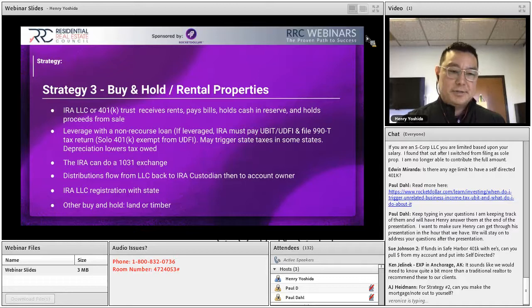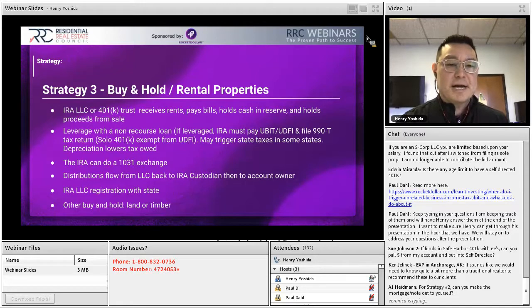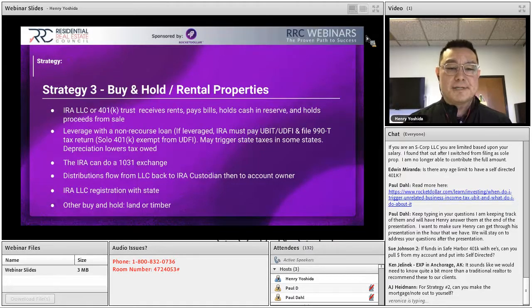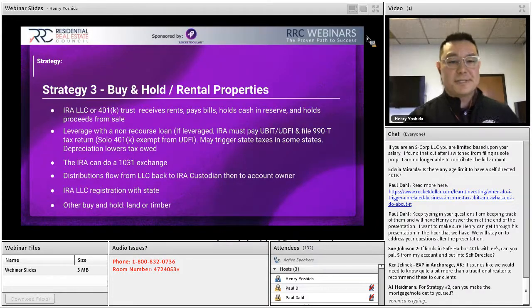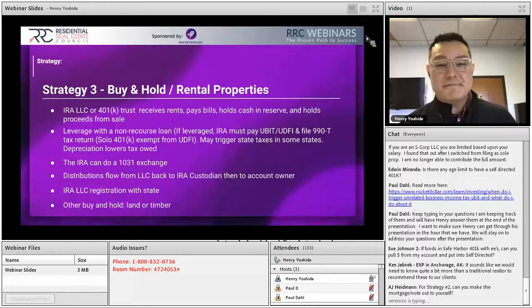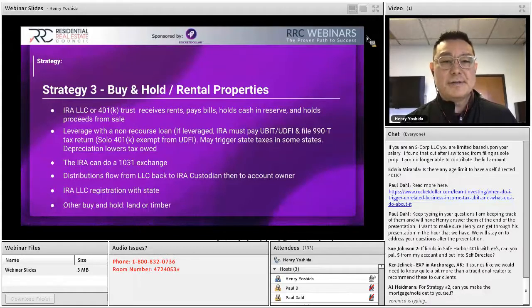And then, just a couple of other bullet points there that the IRA can do a 1031. The IRA LLC registration is with the state. And then you could do other types of property. I use single family homes as the number one example because that's what we see the most of. But this could also work for land, timber, multifamily if you have enough money inside of the account to do so. And that's the most common strategy that we see now. And I've seen a lot of use cases.